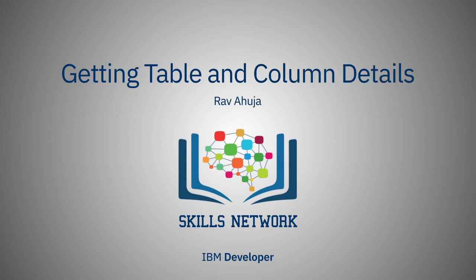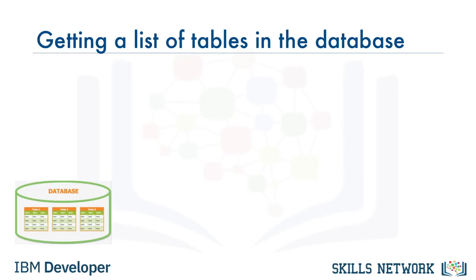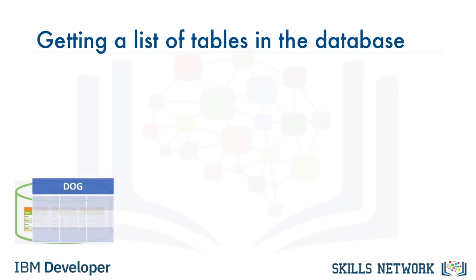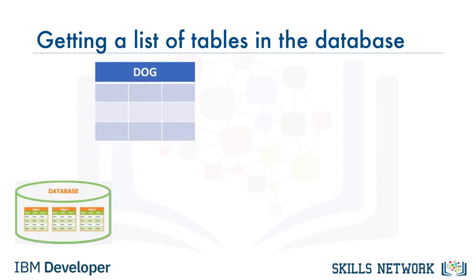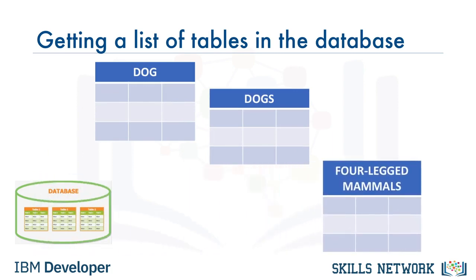Hello and welcome. In this video, we'll look at how to get information about tables and their columns in a database. Now, how would you get a list of tables in the database? Sometimes your database may contain several tables and you may not remember the correct name. For example, you may wonder whether the table is called dog, dogs, or four-legged mammals.